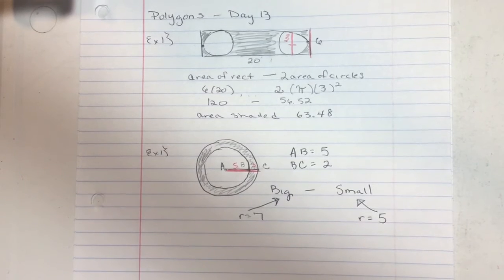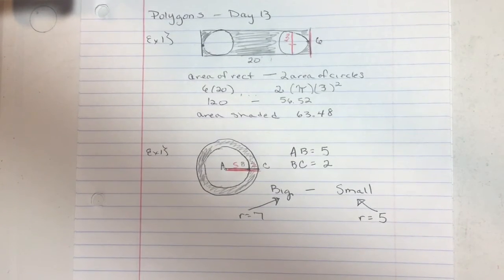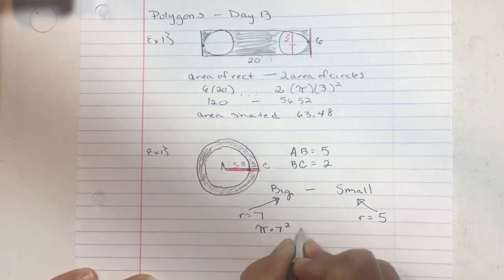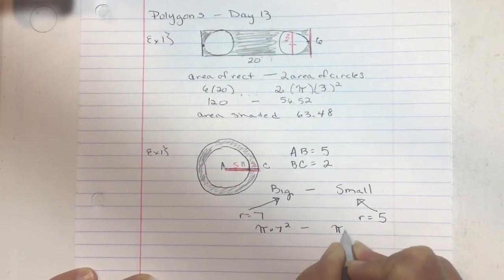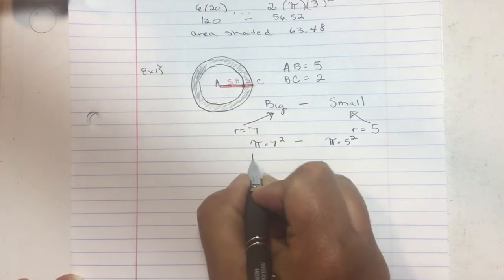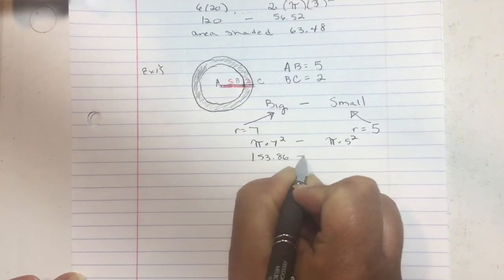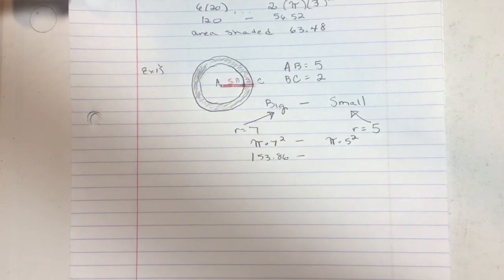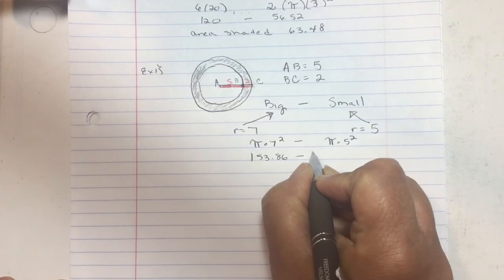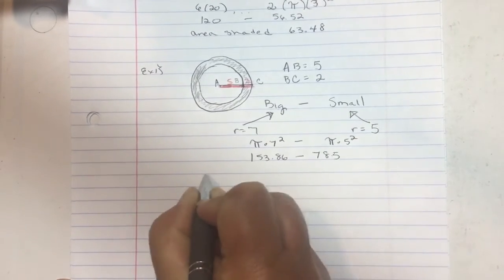Now, don't do 7 minus 5 and give me an answer of 2. That's not what I'm looking for. I'm looking for the area shaded. So the big one is pi times 7 squared, and the small one is pi times 5 squared. So 49 times 3.14, 153.86 for the large circle, and 3.14 times 5 squared, or 25, for the small circle, is 78.5.